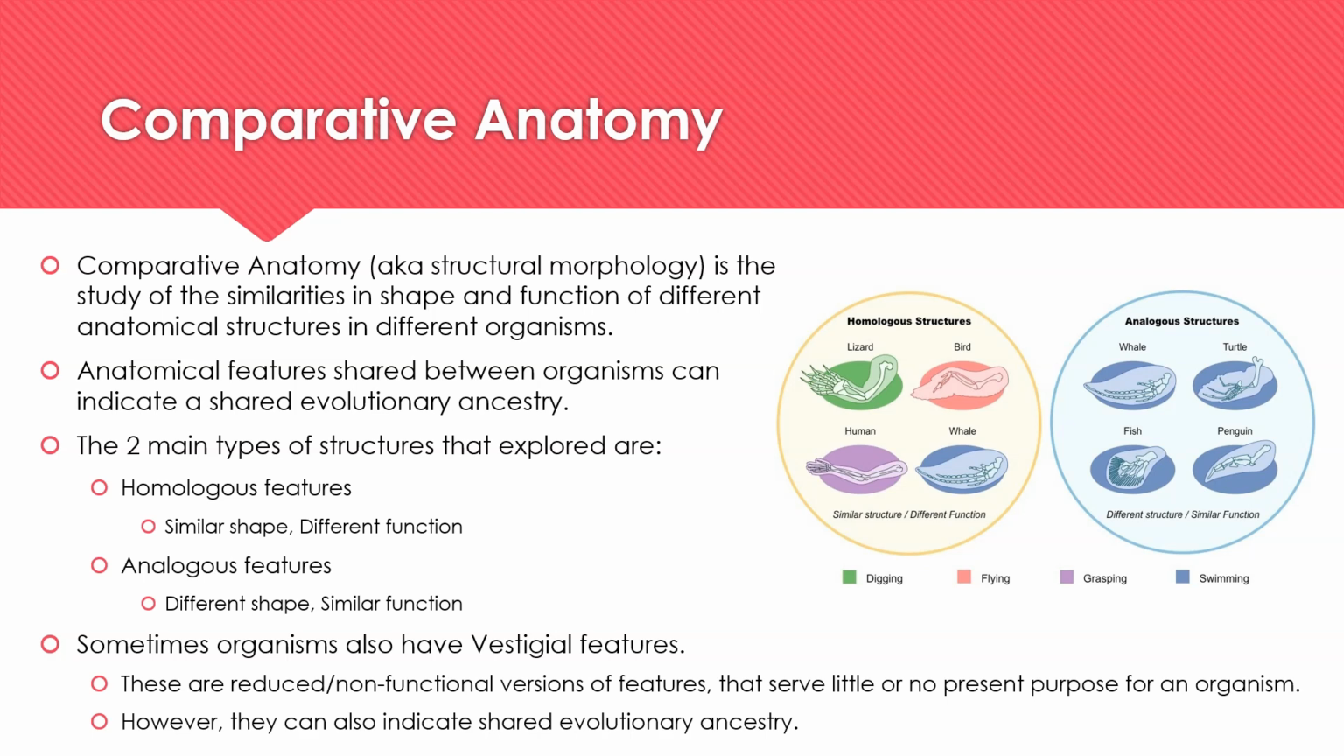You may also find that some organisms have vestigial structures. These are structures in an organism that are reduced or non-functional versions of a feature, and they're there, but they don't serve any purpose. They have little to no present purpose in that organism. Even though they don't currently do anything, they might help indicate shared evolutionary ancestry. Where we look at it and go, well, hang on, this organism has this structure that doesn't currently do anything for it, so where did that structure come from? And that can be traced back to help indicate, oh, here's a common ancestor where that was in use. And that can help us work out how things have evolved over time.